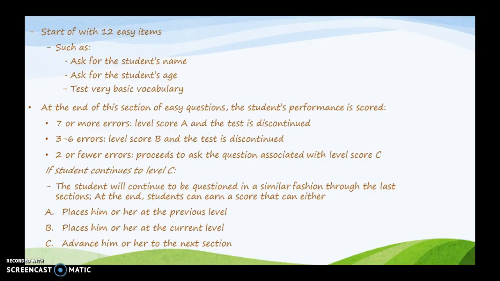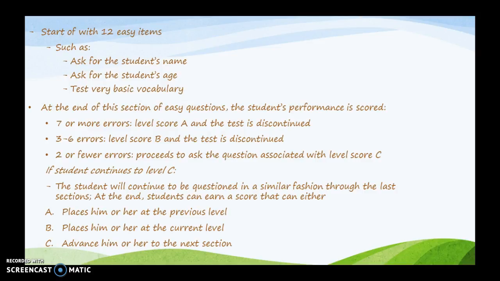So if it's 7 or more errors, the child scores in a level A, and the test is then discontinued. If they're scored in 3 to 6 errors, they score a level B, and the test again is discontinued. And if they score 2 or fewer, they go ahead and proceed to the next questions associated with the level C score. So if the student scores at a level C, the student will continue to be questioned in a similar fashion through the last sections at the end.